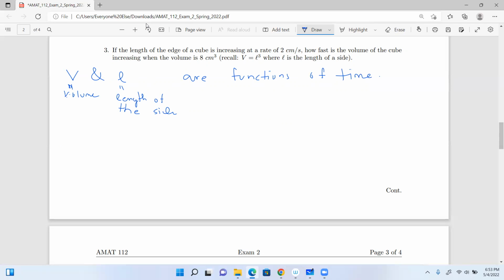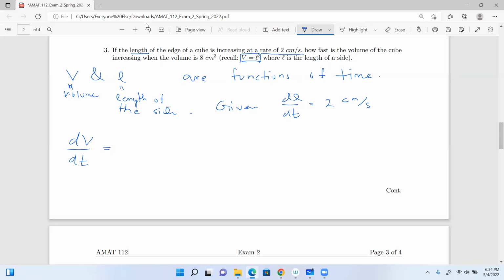We don't know. What we do know is we're told that the length increases at a rate of 2 centimeters per second. So in other words, we're told the derivative. So what we're given is that the derivative of L with respect to time is 2 centimeters per second. And we want to know how fast is the volume increasing when the volume is 8 cubic centimeters. So I gave you the formula, and this is a pretty easy formula for the volume of a cube, but I gave it to you anyways. And so we can differentiate this function with respect to time.